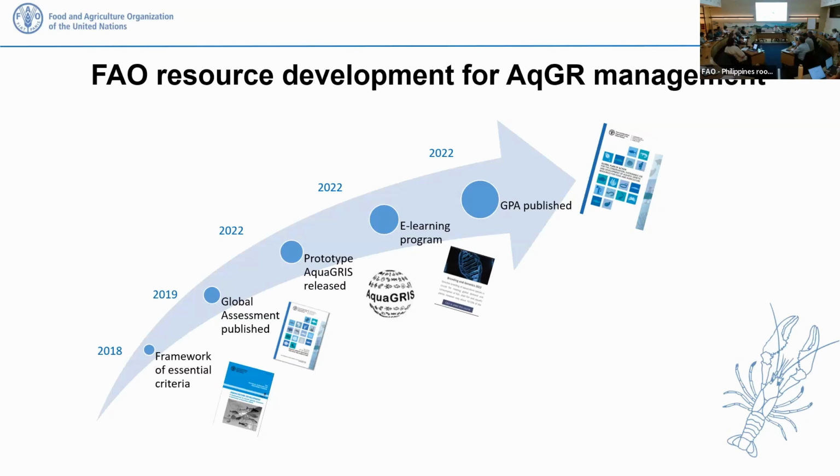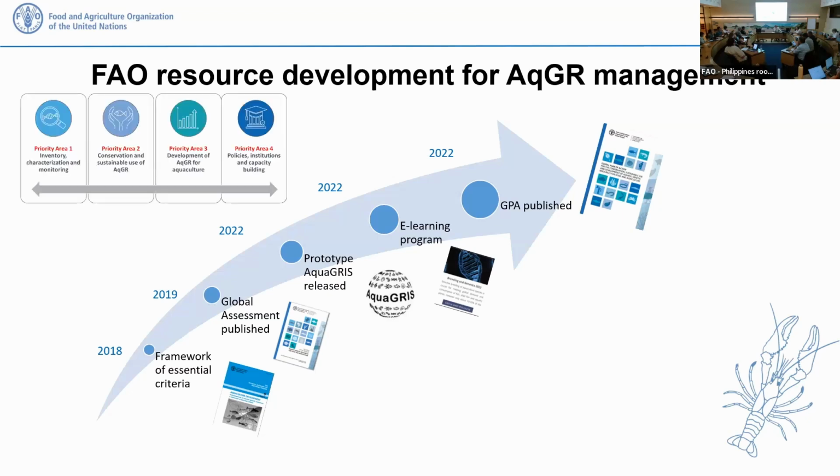I won't go into the details of it, but essentially it has 4 priority areas. Inventory, characterization and monitoring is the one that AquaGRIS is designed to support countries to deliver. But we also have a priority area on conservation and sustainable use, which is probably the area most relevant to Artemia. Then we have a priority area on development, that is genetic improvement, which will become increasingly relevant for many species, including Artemia. And then we have the 4th one on policies and institutions, which have to underpin all the other 3.